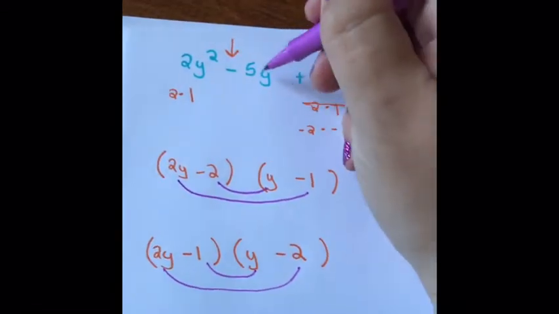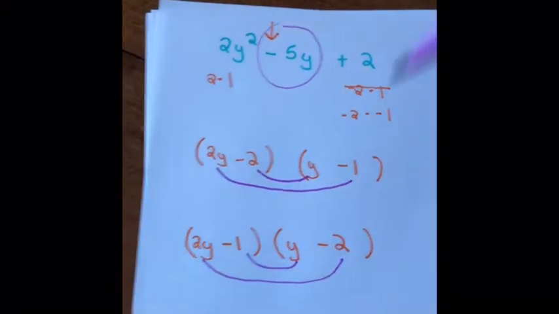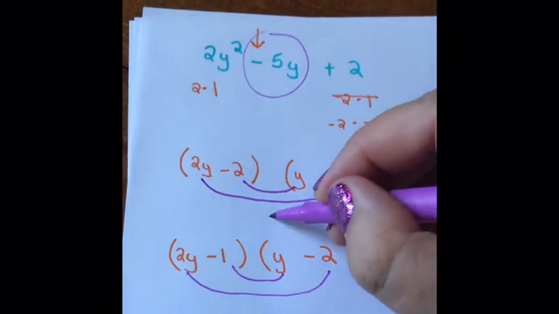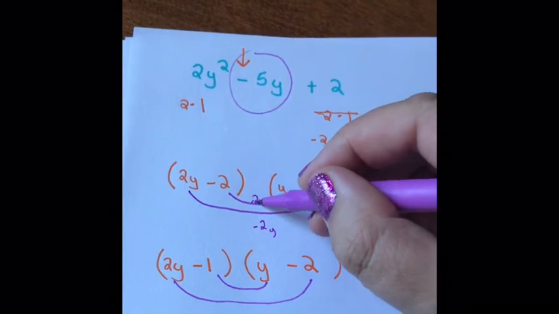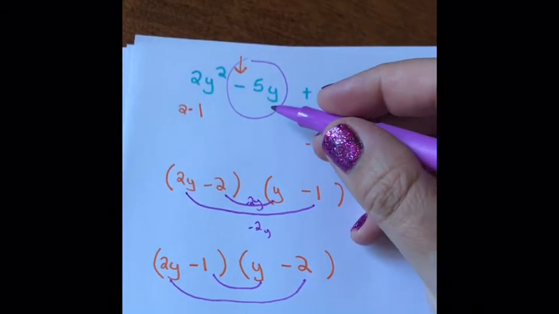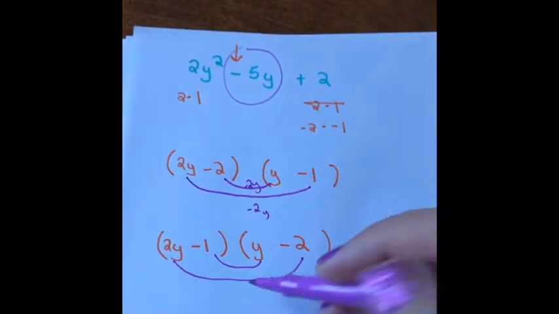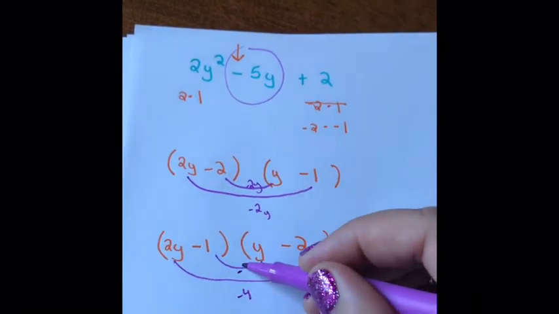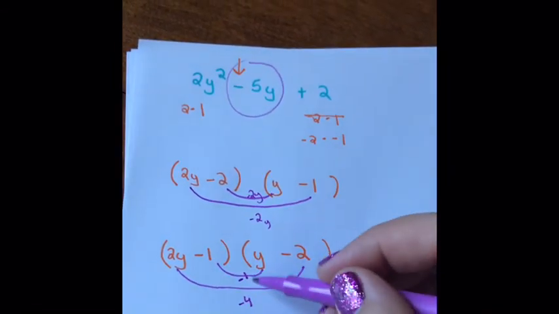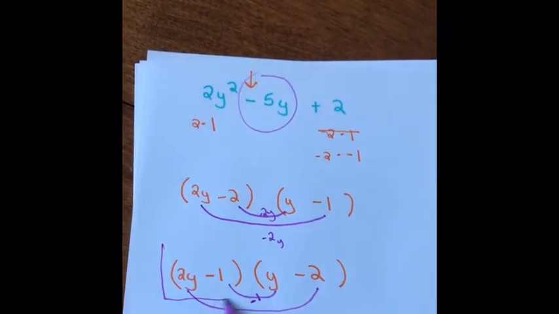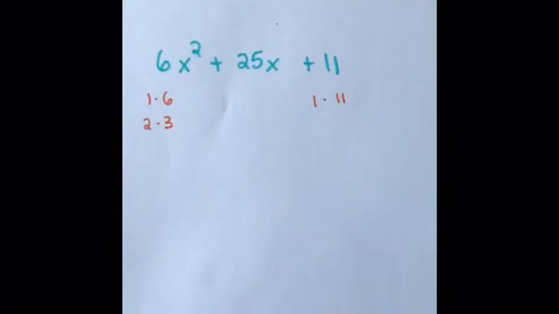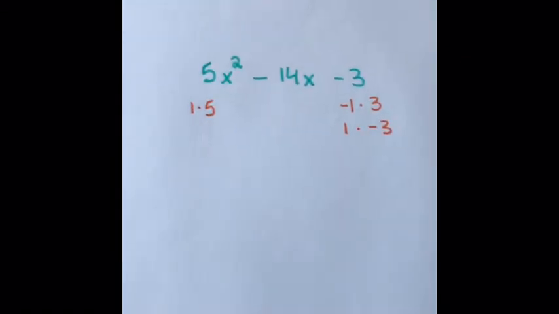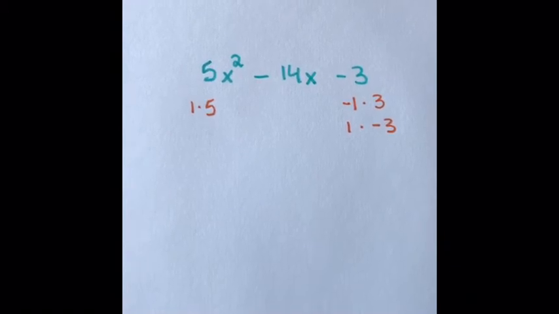gives you -5y? So this is -2, and this is -2. So that does not give you a -5. This gives me -4, -1. So those together will give me -5. Therefore, that one is my answer. Here's 2 more examples. 6x squared plus 25x plus 11. 5x squared minus 14x minus 3.